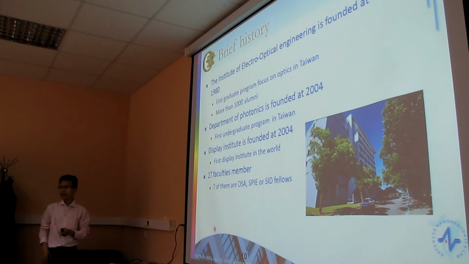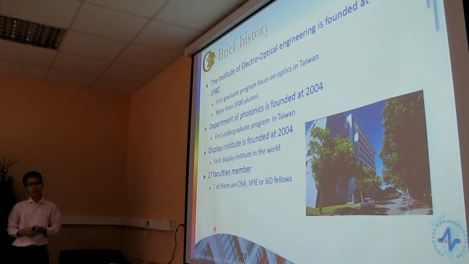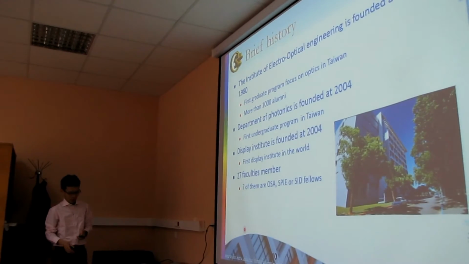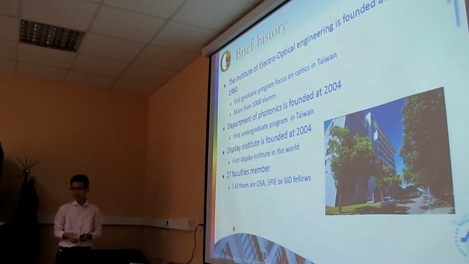And what department are you working in? The Department of Photonics includes two institutes. One is the Institute of Electro-Optical Engineering, and the other institute is called the Display Institute. But the upper part is the Department of Photonics. They have 2 institutes. And only 27 members. So small? Yes, it's relatively small, because in our Department of Physics we have maybe 200 members, staff.